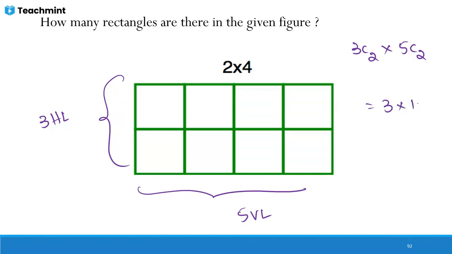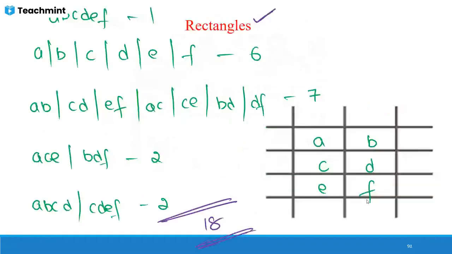3 into 10, 30. I hope this platform we are using now is comfortable for you. We have the chat box and everything. 30. Super. Excellent. Now let's move to the next question. So that's about the rectangle application.